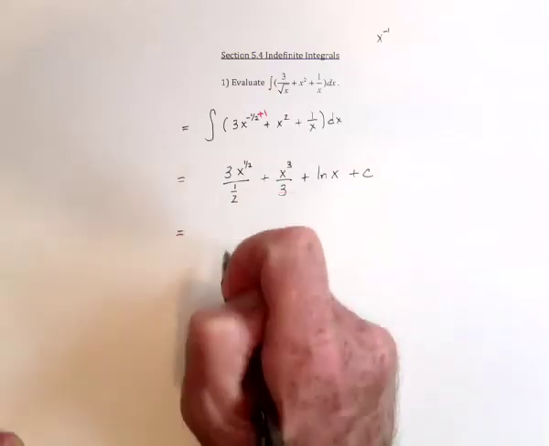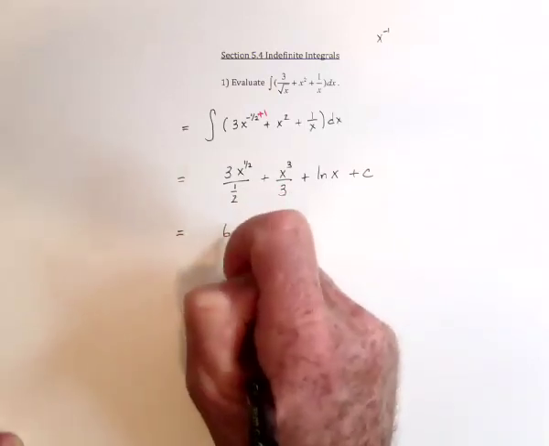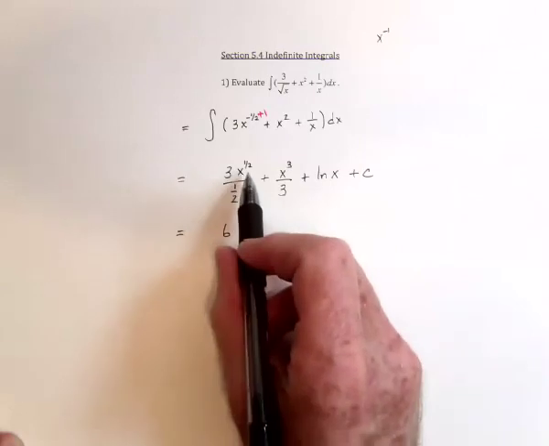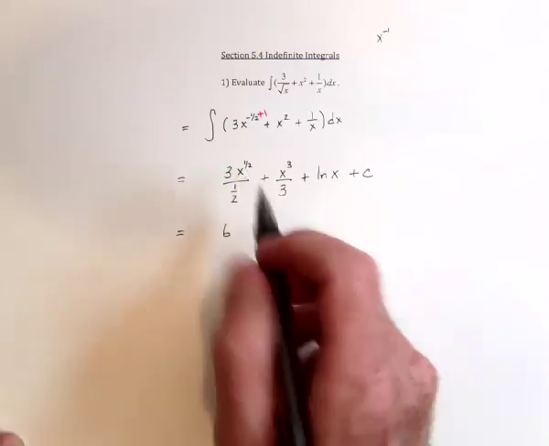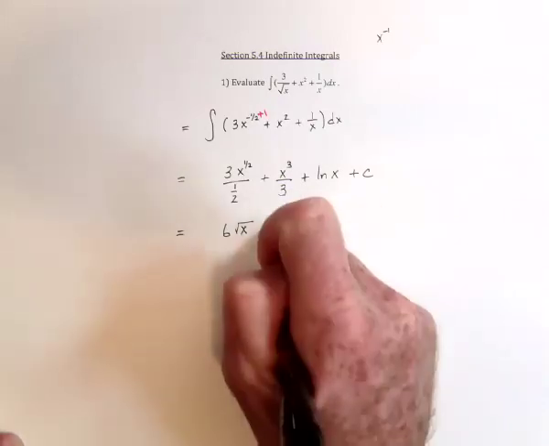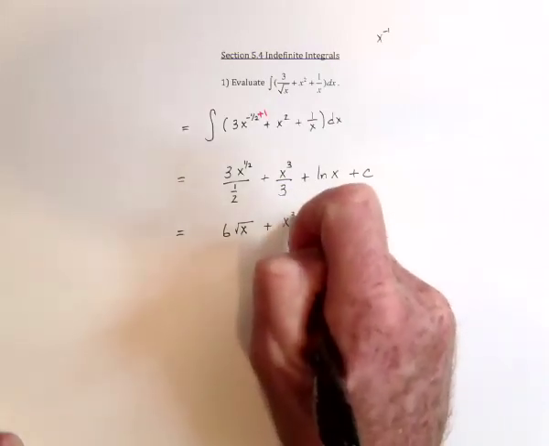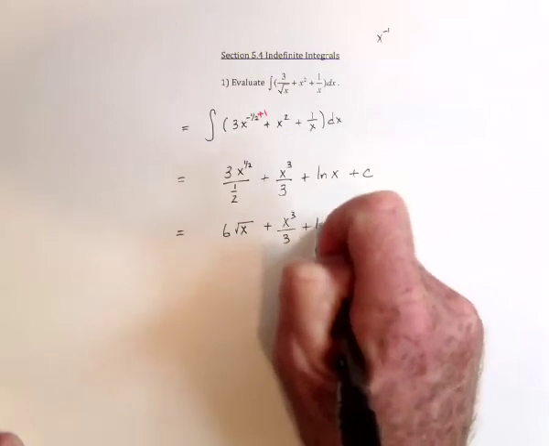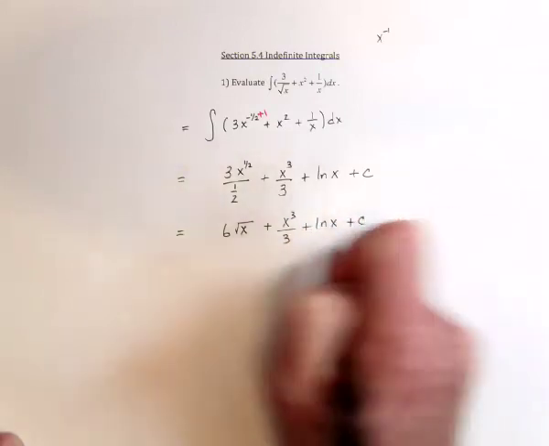So this means you invert and multiply, so it's going to be a 6. In here, you can leave it as x to the 1/2, or you can put it back as the square root, whichever you prefer. And then the rest of it's already simplified. Just leave it as it is.